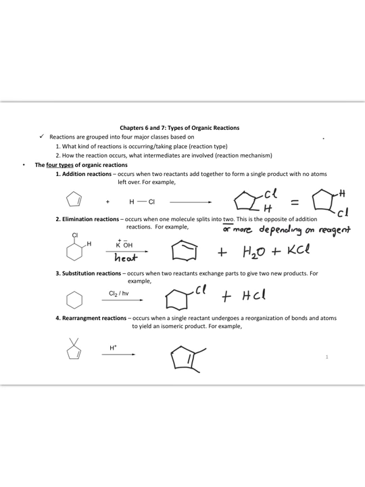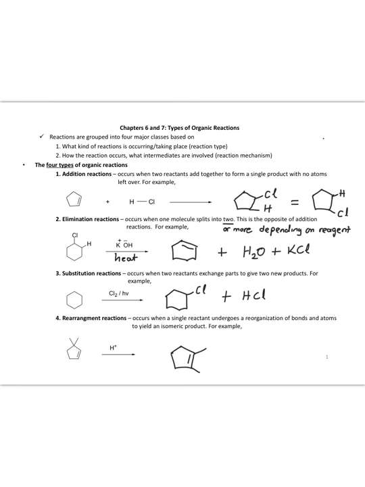Let's look at types of organic reactions. Now, reactions can be grouped into 4 major classes based on the type of the reaction, that is, what kind of reaction is occurring or taking place, and then how the reaction is occurring. So we have 4 types of basic reactions: addition reactions, elimination reactions, substitution reactions, and rearrangement.